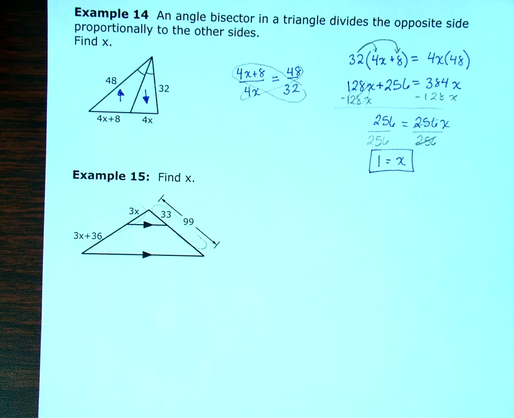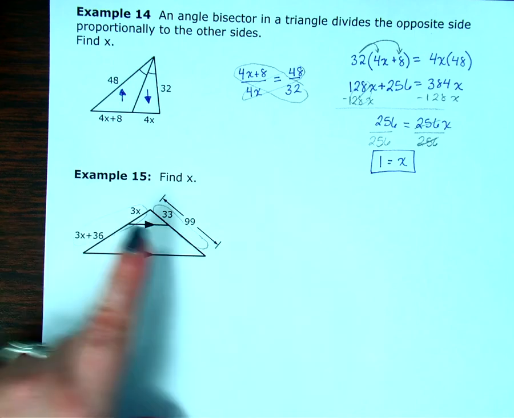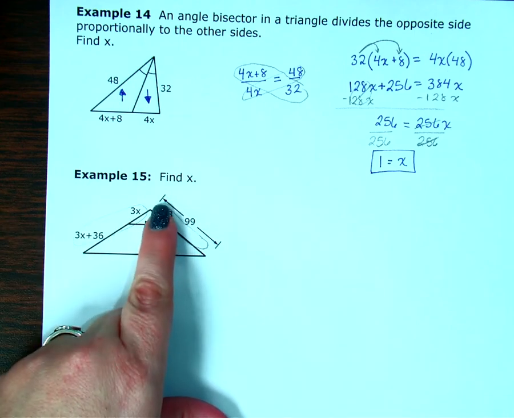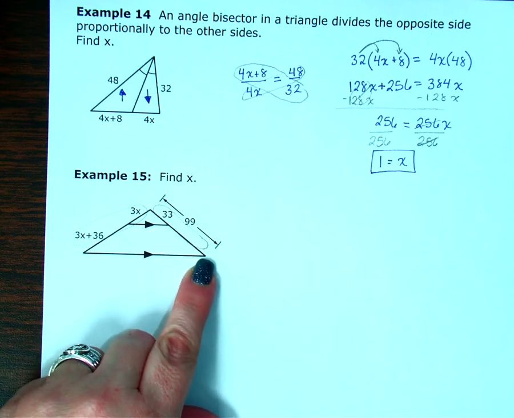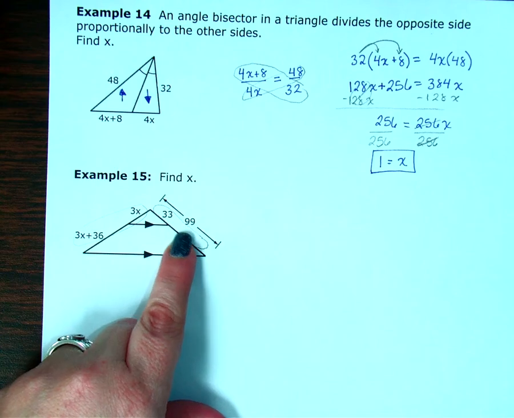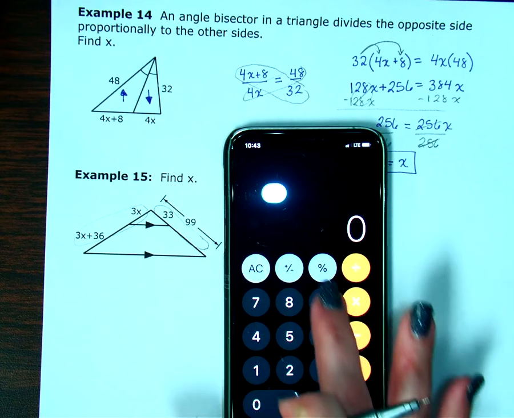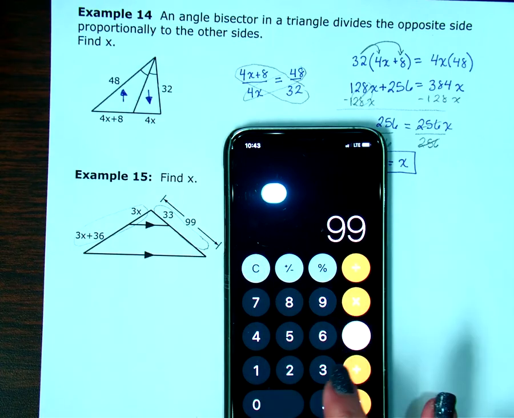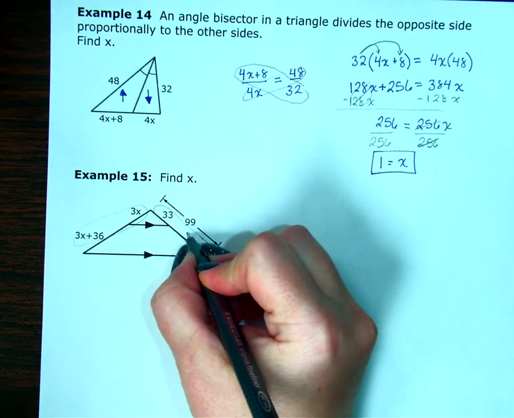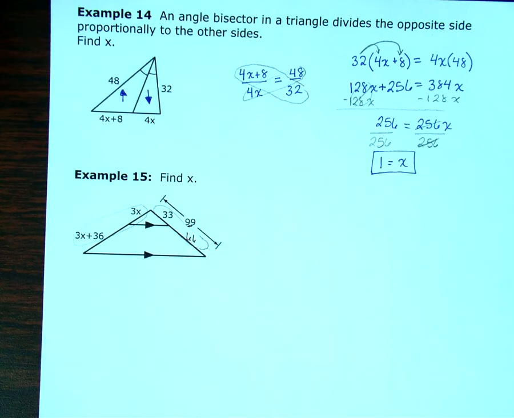On the left side I'm divided into 3x and 3x plus 36. On the right-hand side I'm 33, and I don't know what this is, but if I know the whole side is 99 and I've already traveled 33 to get to this point, how much more do I need to get the whole 99? I'm just going to subtract. 99 minus 33 leaves me with 66. So this piece here has to be 66 so that together they make the 99.